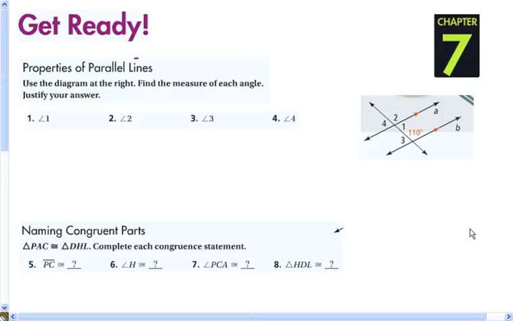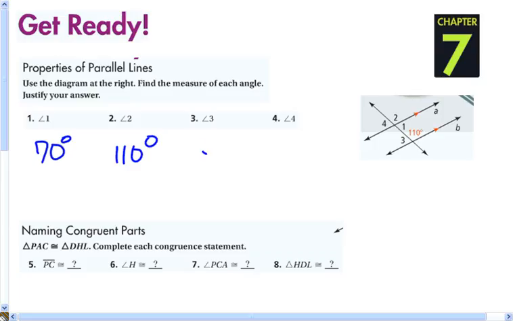All right, we're going to use properties of parallel lines here, and I'd like to remind you of some of those properties so you don't forget them. But angle 1 is equal to 70 degrees, and that's because of the same side interior angles theorem. Angle 2 is equal to 110 degrees, and that's the corresponding angles postulate.